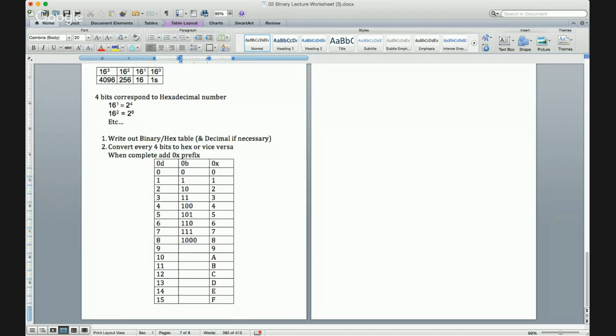Next one. Okay, and again, I can check these as I move. 1, 0, 0, 1. What do I have? 1's place, 2's place, 4's place, 8's place. 1 plus 8, 9.